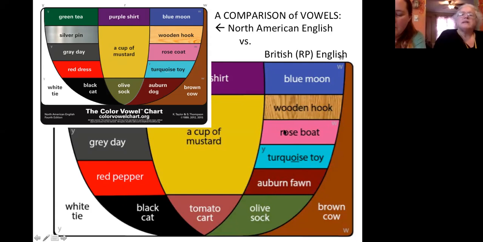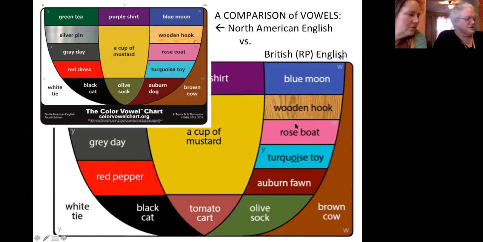Now rose is an interesting problem because most of the British, a few dialects don't, but most of them have a diphthong here, not starting at O and going up to W, but starting either in mustard, so O, or even further forward, O, and that's very much like our Baltimore. Yep, there's the O. So rose, boat. O. Or rose, coat. O.